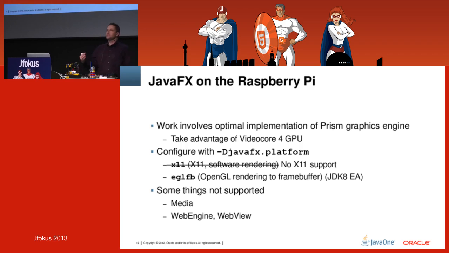Because what we're doing with JavaFX is looking at embedded devices where it's very unlikely you're going to run an X11 desktop, we're not supporting X11 by default. There's a lot of discussion going on about whether we should make it available anyway. But at the moment, the JDK 8 Early Access build doesn't support X11. So the only option that you can put on that command line is eglfb, which will then render to the frame buffer.